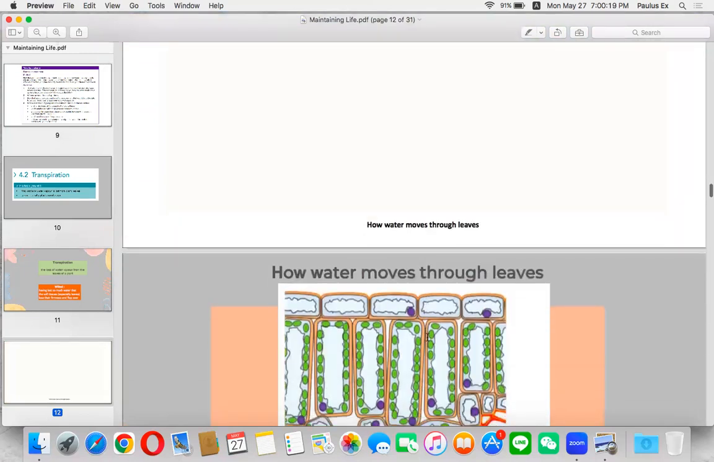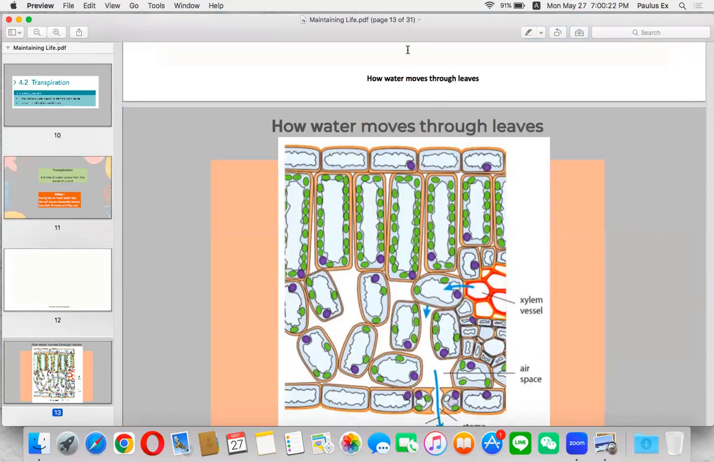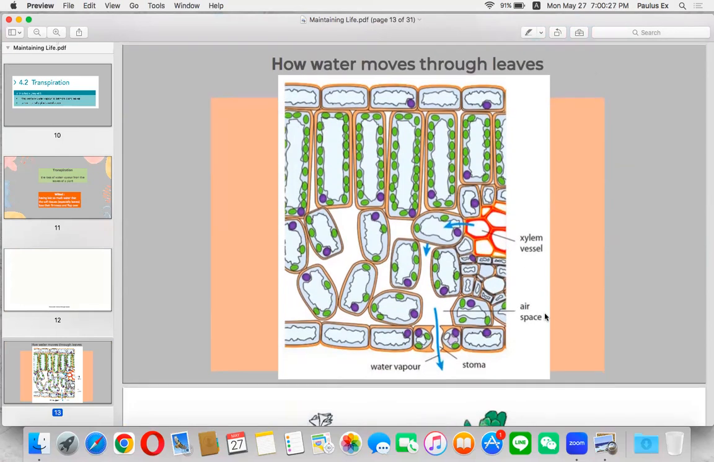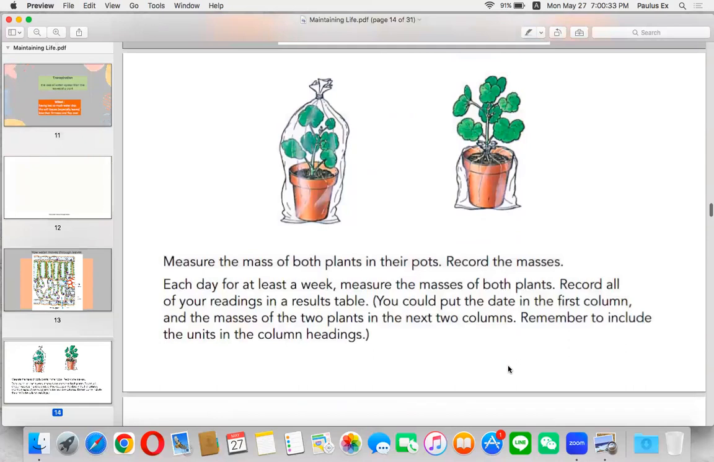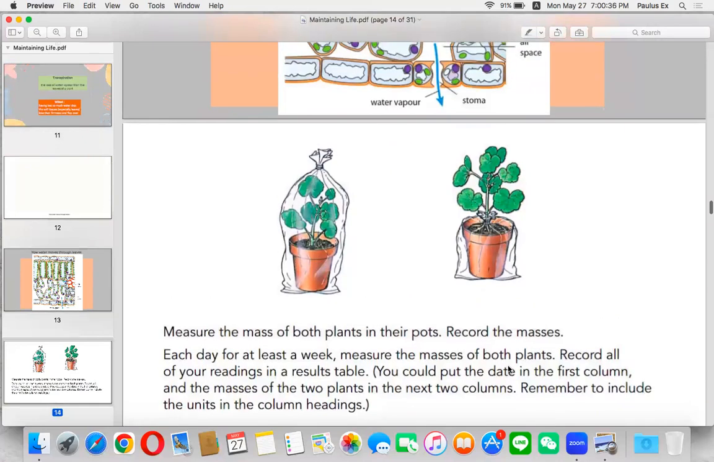This is the way water moves through leaves: there is the xylem vessel, space, water vapor, and stoma. And here is the experiment. Measure the mass of both plants in their pots and record the masses. Leave them for at least a week, then measure the masses of both plants again. We record all the readings in a results table.